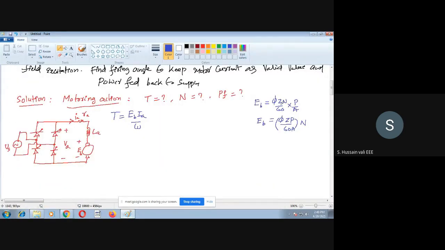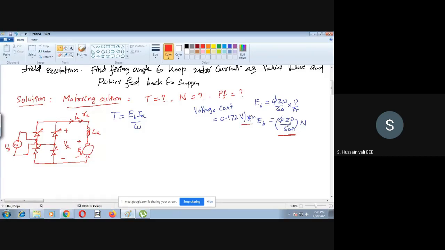The motor voltage constant, he said 0.172 volt per RPM. You must understand that this voltage constant you will always get from the back EMF equation, whereas the torque constant you will always get from the torque equation. From the voltage equation, the voltage constant is 0.172 volt per RPM. See the unit here, volt per RPM. Now if you see this equation, what is this constant? It is a constant because phi is constant, Z is constant, P is constant.